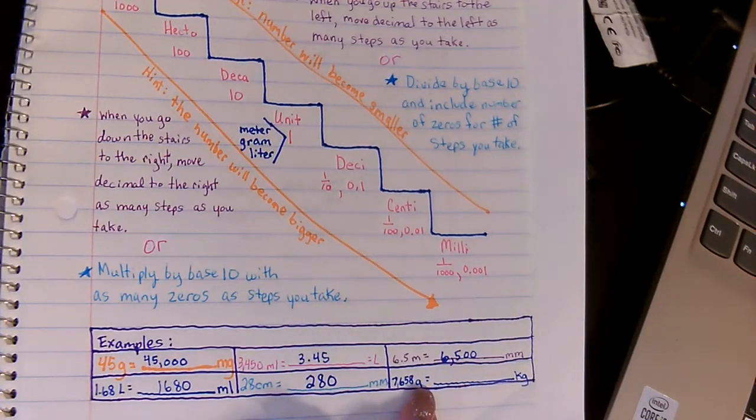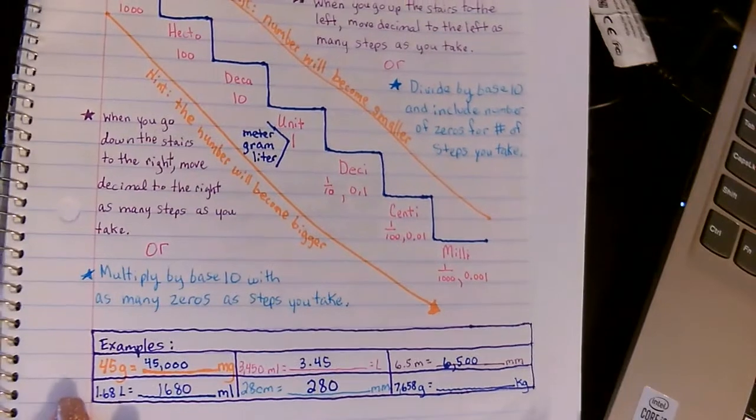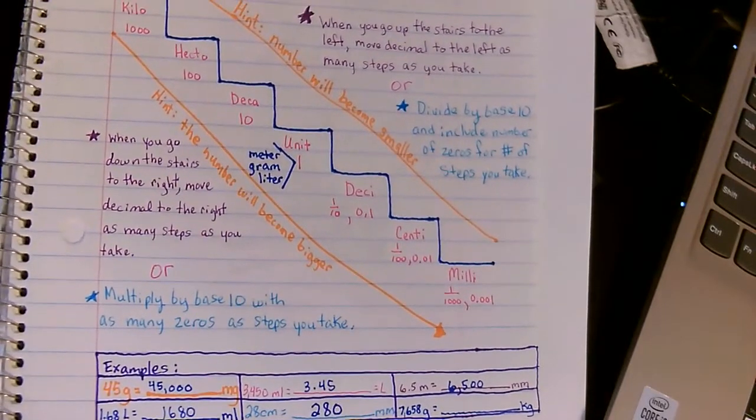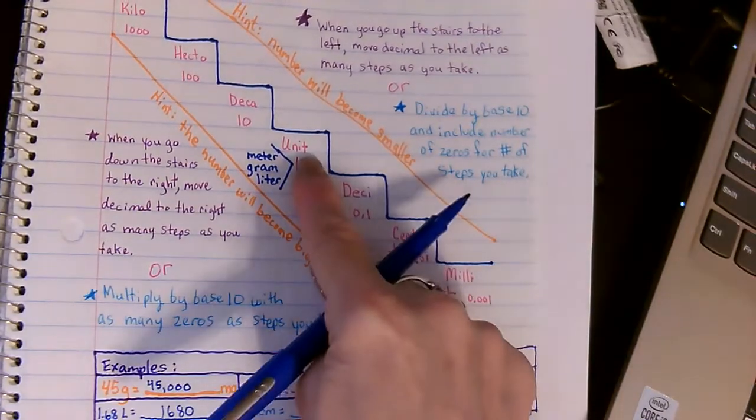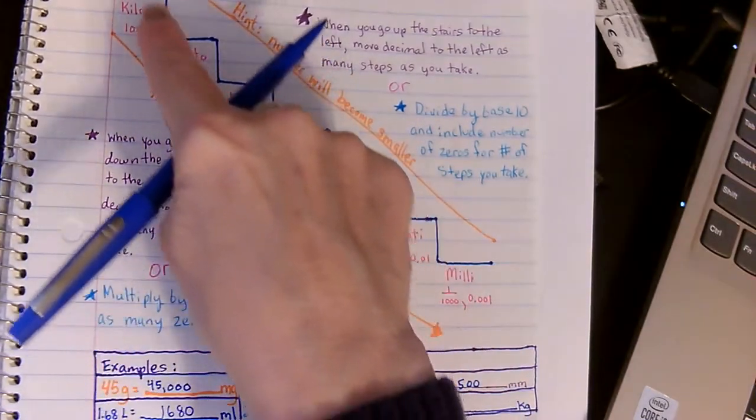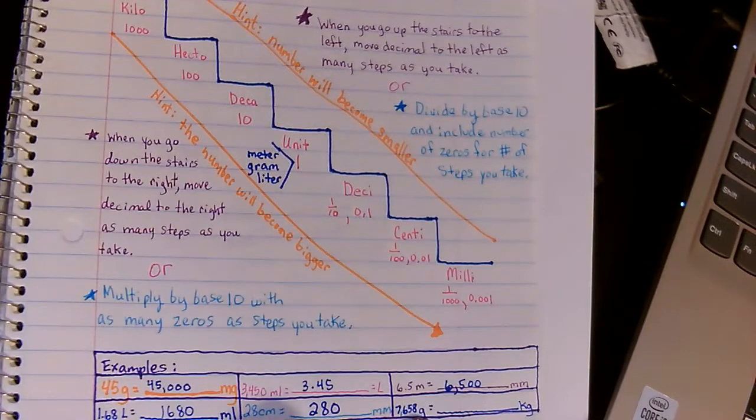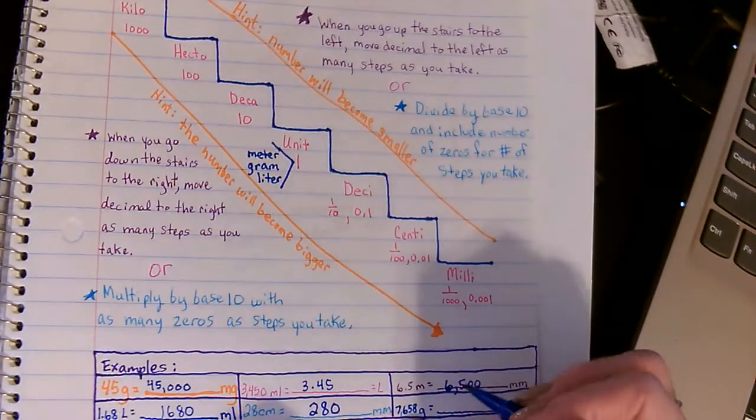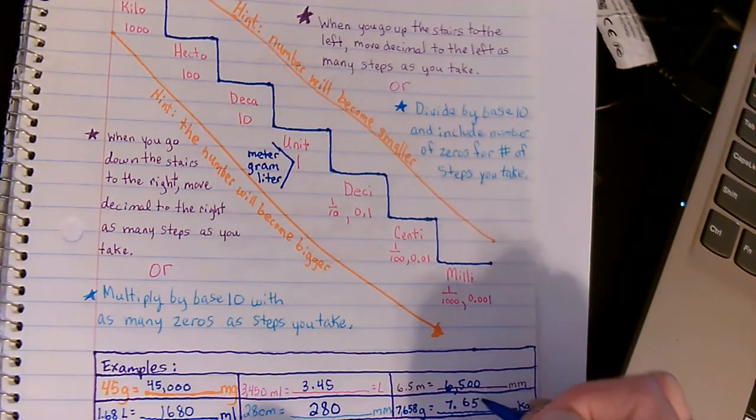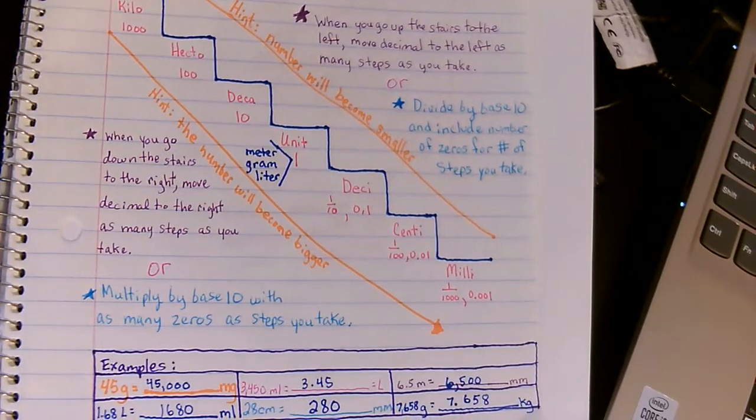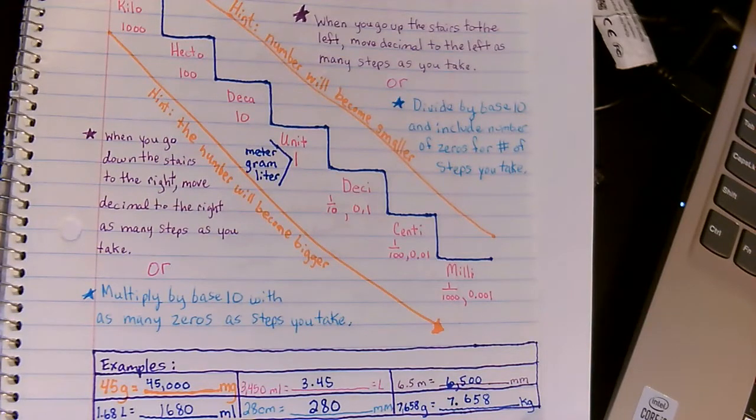And the last one is moving up the steps. Let's make sure we can see the kilograms right there. If I'm moving to the left and up from the main unit, I'm going 1, 2, 3. And so I'm going to move the decimal to the left 3, and I end up with 7.658 kilograms. All right? Now the next thing we're going to do is something called dimensional analysis.